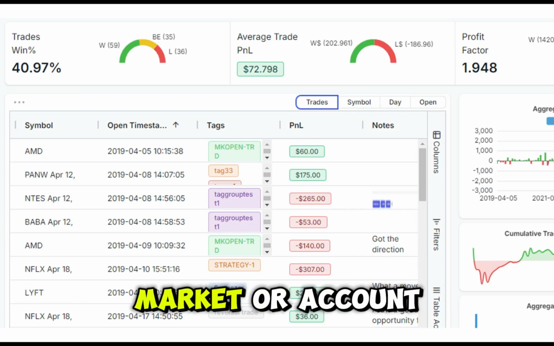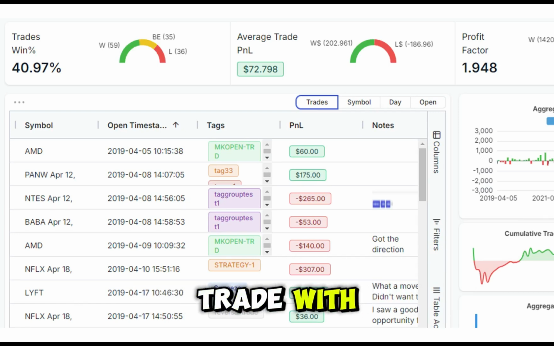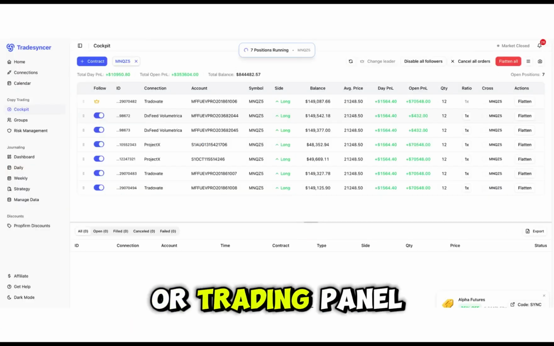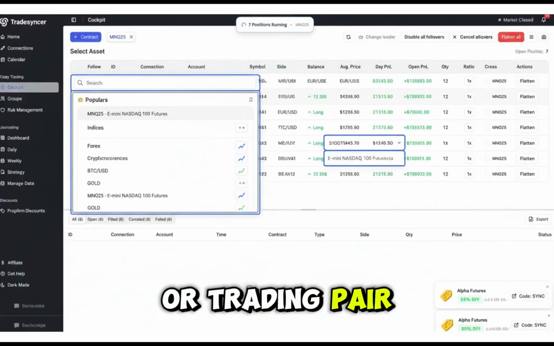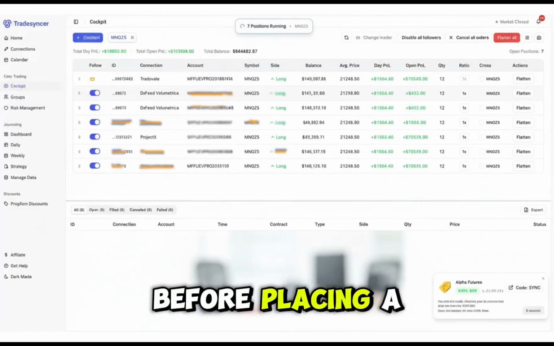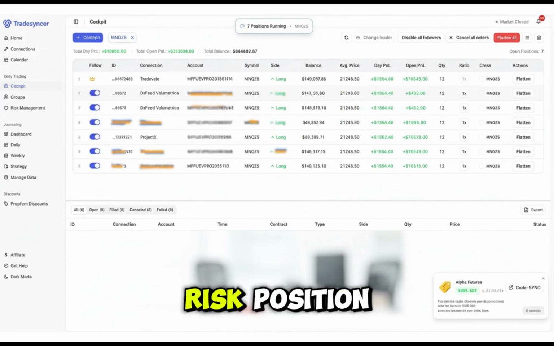Now, choose the market or account you want to trade with. Open the Trade Analysis or Trading panel to review your setup. Select the asset or trading pair you want to trade. Before placing a trade, check your risk, position size, and strategy details.